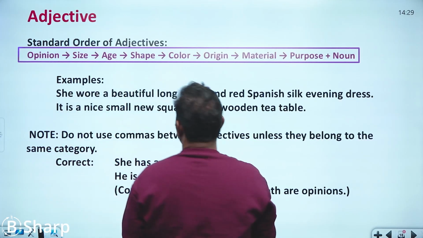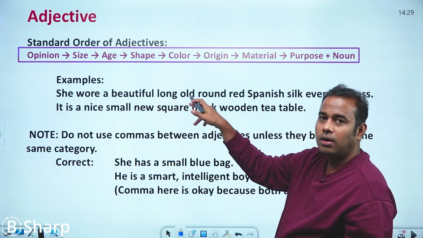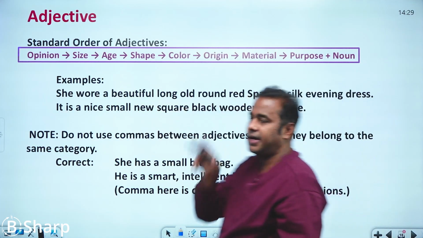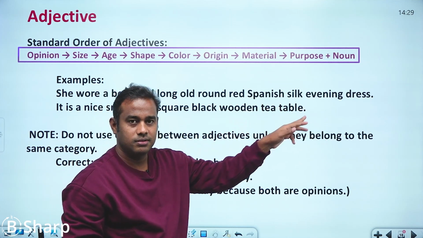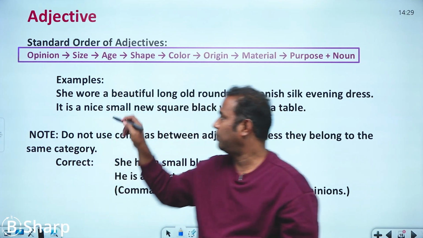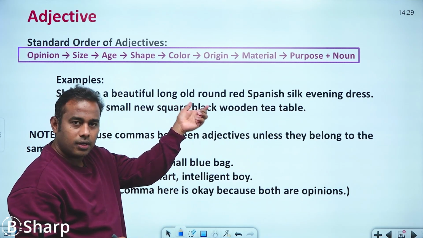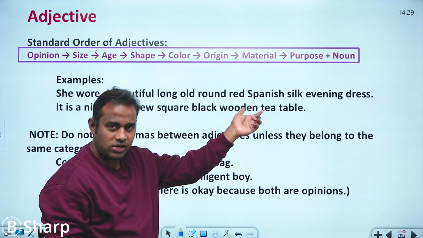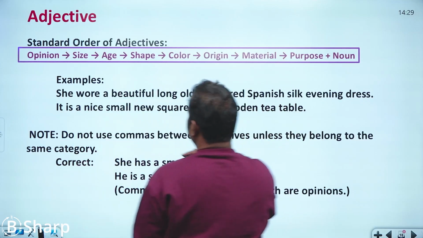So what is this sentence? She wore a beautiful long old round red Spanish silk evening dress. Okay, so she wore a beautiful long old round red Spanish silk evening dress. So what is this one here?